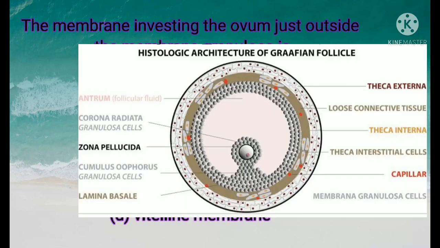Zona pellucida is the non-cellular layer, but here the question is the membrane investing the ovum just outside the membrana granulosa layer, and just outside this is the theca interna. You can see here the outermost layer is theca externa, second is the theca interna, next is the granulosa layer, next is the corona radiata, and then the zona pellucida, and the innermost layer of the oocyte is the vitelline membrane.